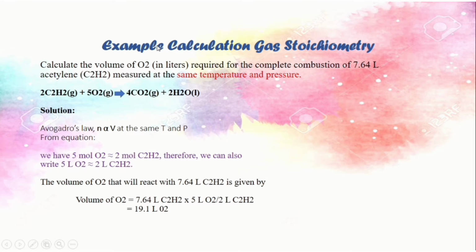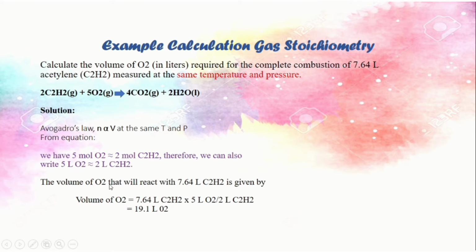For the solution, we can see the keyword here, which is the same temperature and pressure. Because of that, this question uses Avogadro's law, which is the relationship between moles, which is n, and the volume, which is V, at the same T and P. T means temperature and P means pressure. From the equation, 5 moles of oxygen, because we want to calculate the volume of oxygen, react with 2 moles C2H2. Therefore, we can also write that 5 liters of oxygen react with 2 liters of C2H2, which is acetylene.